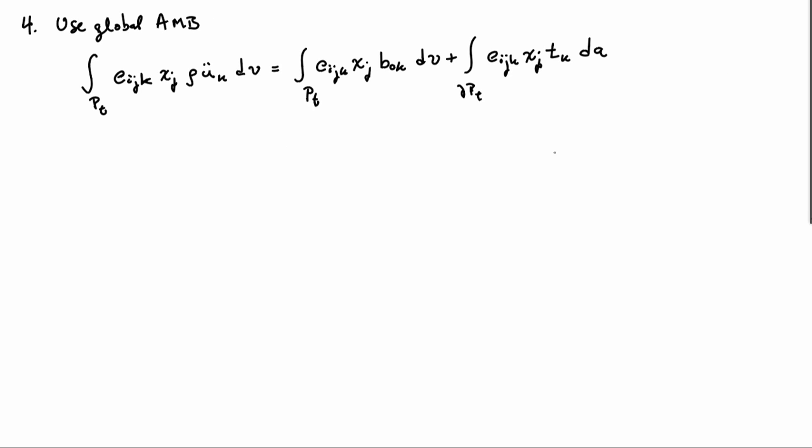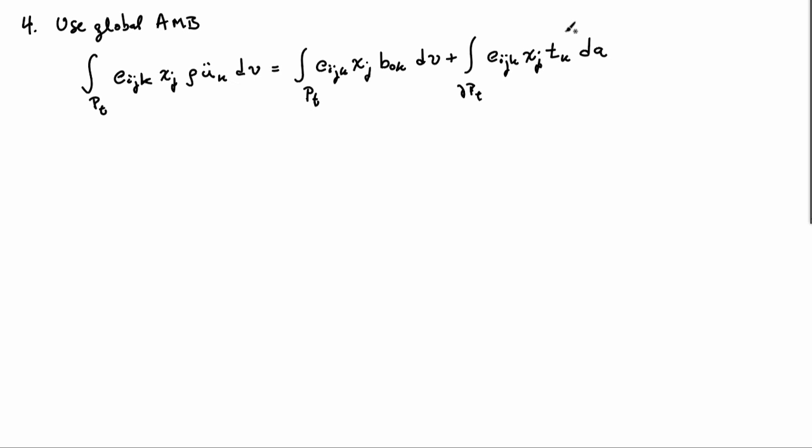So the way we're going to do that is we'll use global angular momentum balance. And I've written this all out in indicial notation. It's just a little bit easier to do the proof this way. In the first term, we have a cross product, so the permutation symbol Eijk is being used: the cross product of the position vector with rho times the acceleration. And then we have the cross product of the position vector with the body force. And in the last term, we have the cross product of the position vector with the traction.